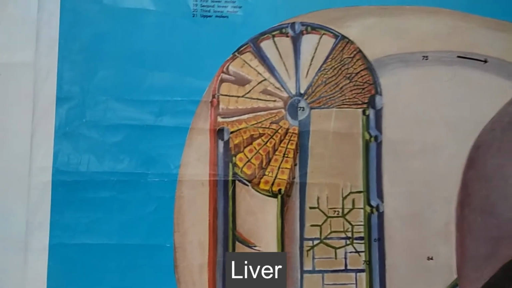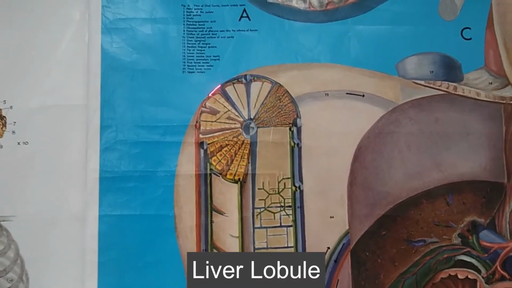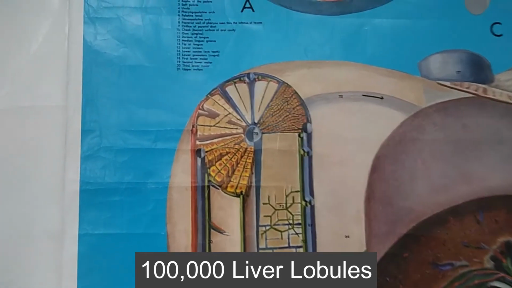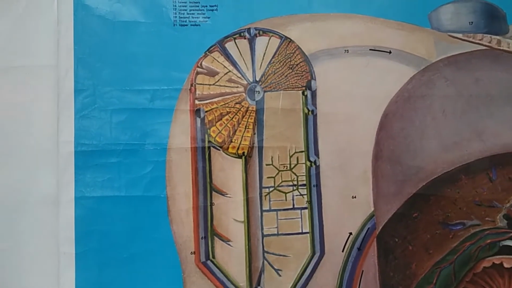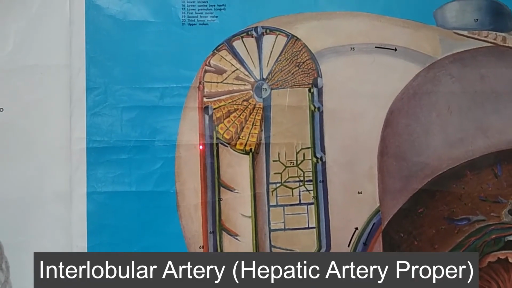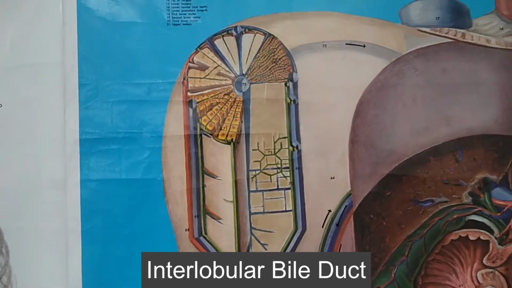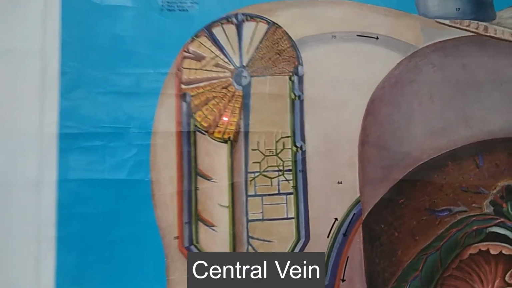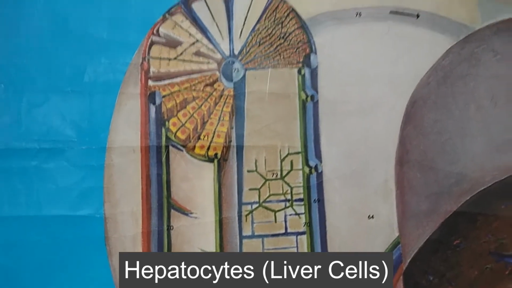All right, so let's go up now to the liver. Okay, so here's a liver lobule right up here. There's 100,000 of these liver lobules in the liver. The liver lobule is a hexagonal shaped structure, despite it looking circular here. On the corner of each liver lobule, you're going to have a triad composed of the hepatic artery proper, the portal vein, and the bile duct. In the center here, you're going to have a central vein. And you're going to have a bunch of these little things called hepatocytes, which are the liver cells.